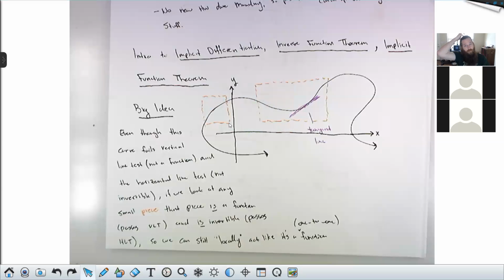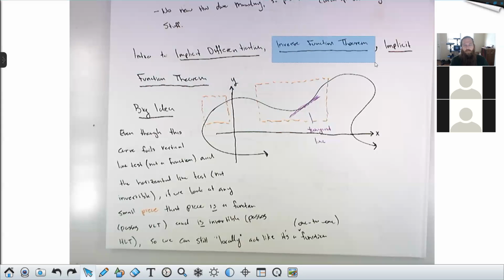So the question becomes, what sort of stuff can you have in your window and still allow for both of those things? Still allow you to locally be a function, and also locally be invertible. And that's what these two theorems give us.